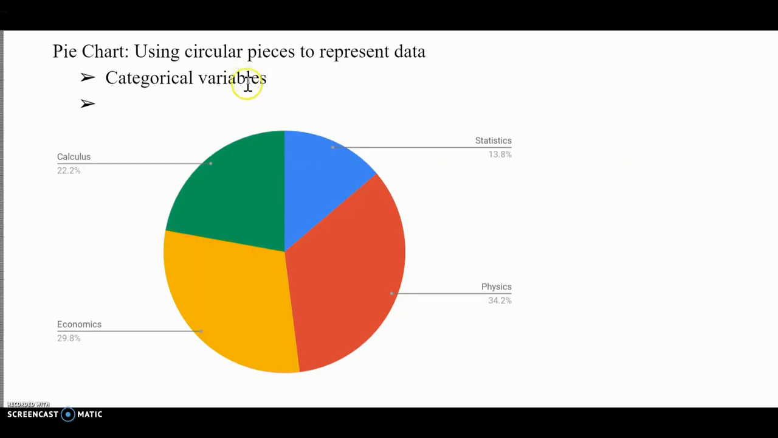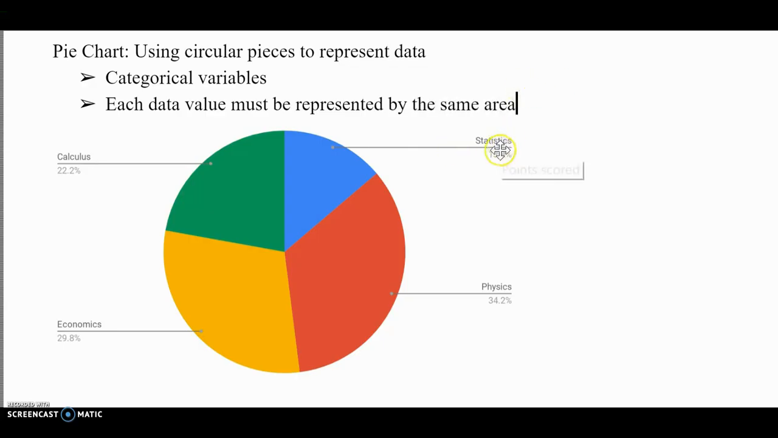That doesn't work. Secondly, we must remember the area principle, which just means that each data value must be represented by the same area. So if I had statistics equals 13.8%, if physics was double of statistics, physics must be represented by twice as much area. It can't be half as much, it can't be 1.5 times as much, it has to be double. That is what we call the area principle.